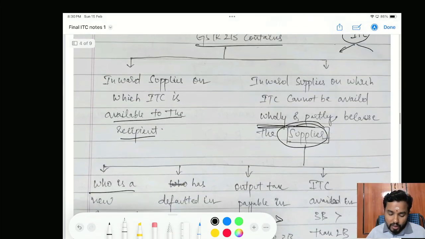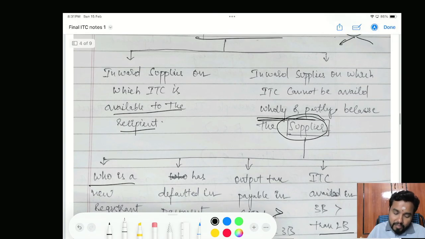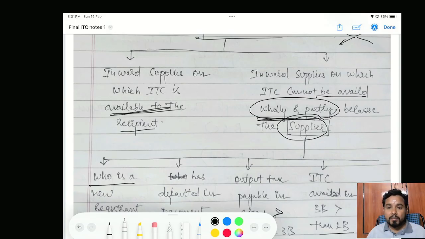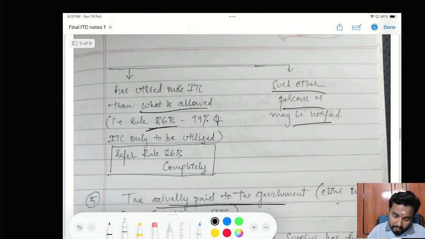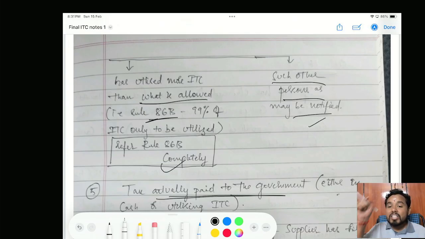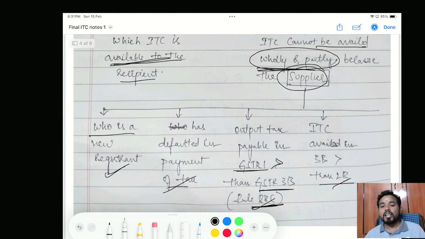So simply speaking, to summarize this point, to avail ITC, it should get reflected in 2B. That is one point we have already learned. But in 2B also, there are 2 scenarios. One is inward supplies on which ITC is available to the recipient. The other scenario was ITC cannot be availed wholly or partly. Why can I not avail? Because your supplier had made any of these mistakes. If the supplier had done so, then your ITC in GSTR 2B will be shown under the not eligible category. You cannot avail ITC. I hope this is clear. Next one.